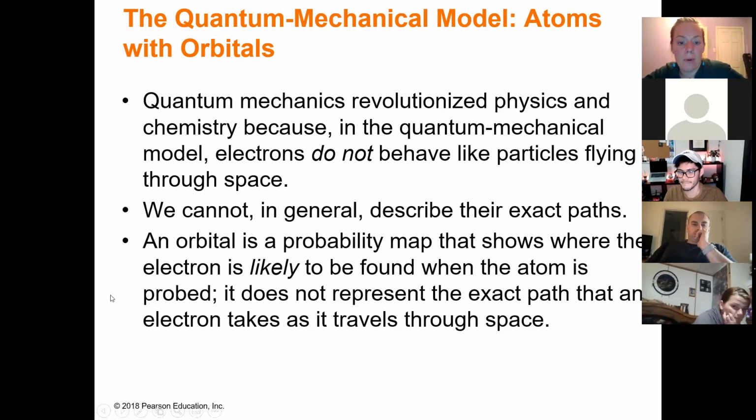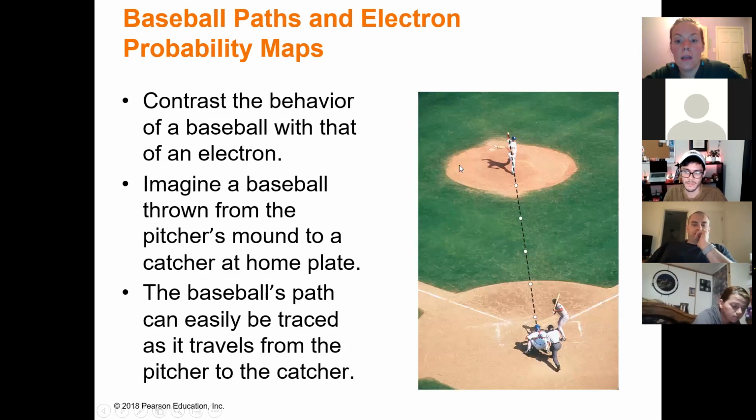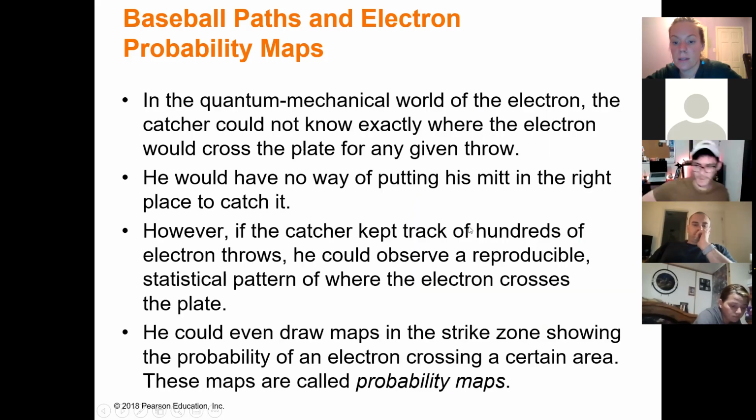So it's, again, probably a probability cloud of where the electron is likely to be found. This is more of what we would see on the Bohr model. The electron has a specific path, and it follows that specific path, and it's continuous.